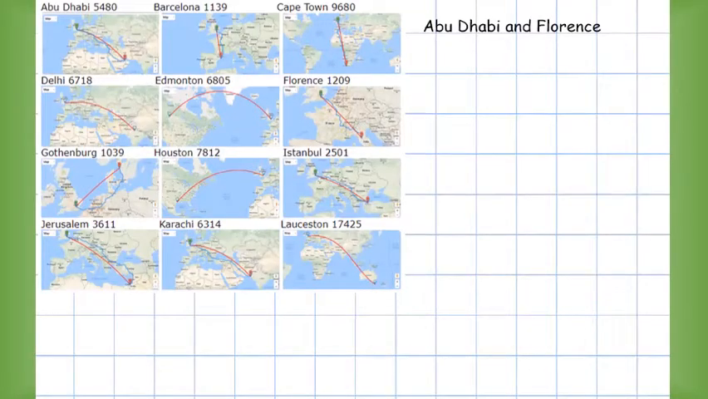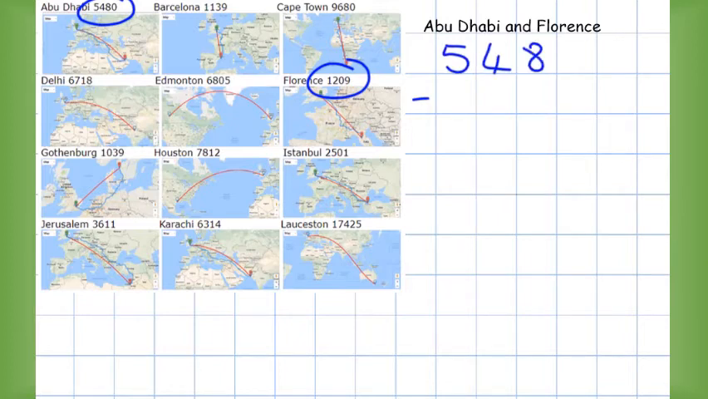Now, what am I asking you to do when I'm asking you to find the difference? Well, effectively I'm asking you to find the space in between the two numbers, in between the distance travelled to Florence and the distance travelled to Abu Dhabi in this case. So there's the distance to Abu Dhabi and there is the distance to Florence. What operation am I going to use to find the difference? I'm using this one. It's a takeaway. So let's do it as a column calculation. 5,480, biggest number at the top, remember when we're doing subtractions.